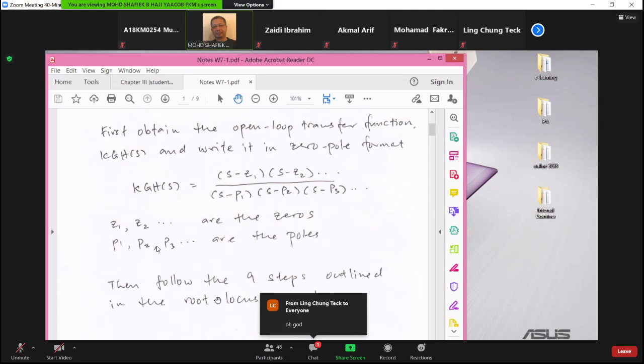I know it is a lot. Don't worry too much about this. We'll get this. Okay. So now, when we want to draw the root locus diagram, all we have to do is follow the 9-step outline in the notes.